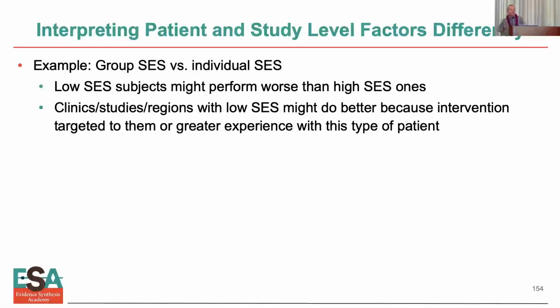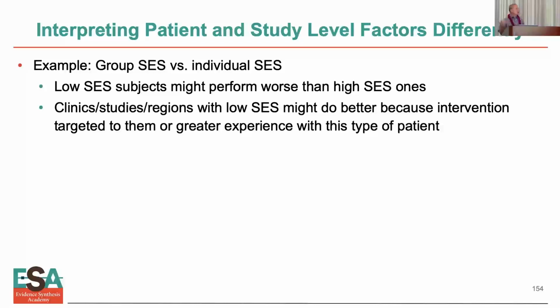So here's another example. Let's say you're looking at socioeconomic status and you wanted to compare the group socioeconomic status to the individual socioeconomic status. You might have a situation where people who have low socioeconomic status perform worse than people with high socioeconomic status. Let's say you're doing an educational study and you want to see the result of kids getting into college relative to what type of background they come from.